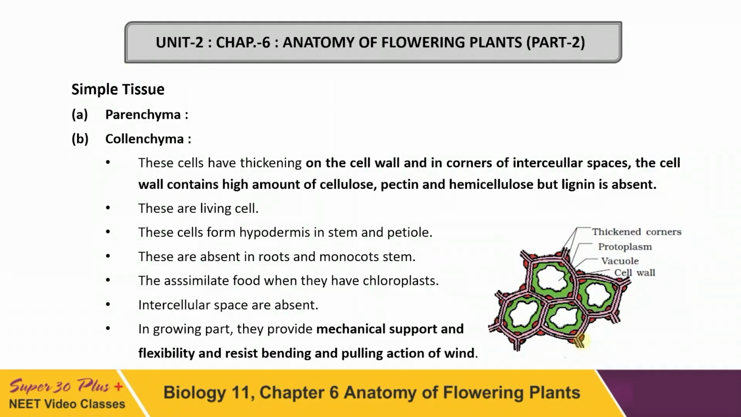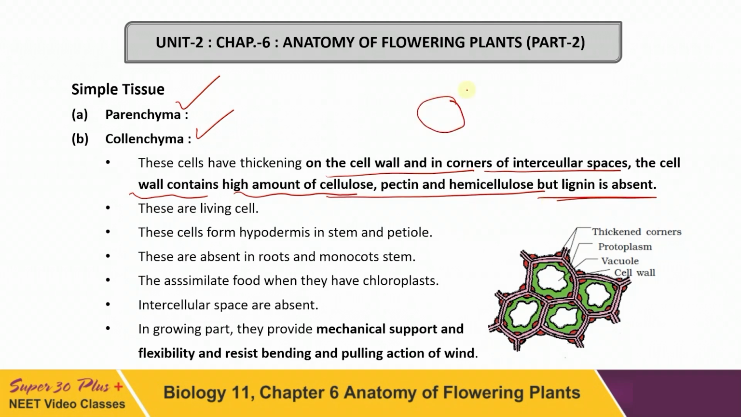We were discussing simple tissue in part 1, and parenchyma we have already done. We have to see now the second one, that is collenchyma. What are the characteristics of collenchyma? On the cell wall at the corners, in the intercellular spaces, the cell wall has a high amount of cellulose, pectin and hemicellulose, but lignin is absent.